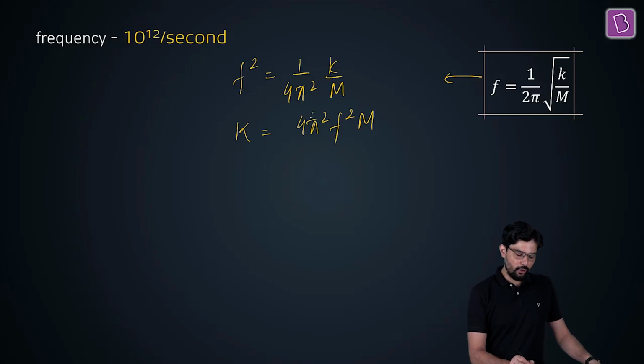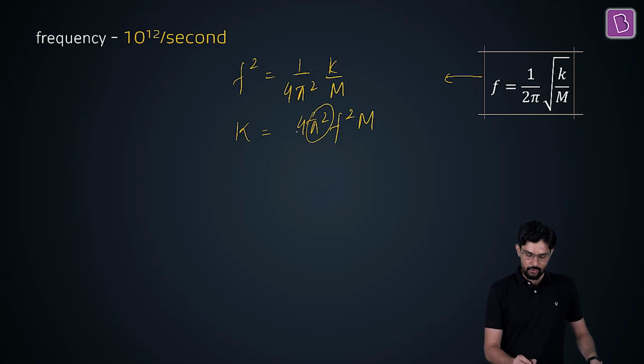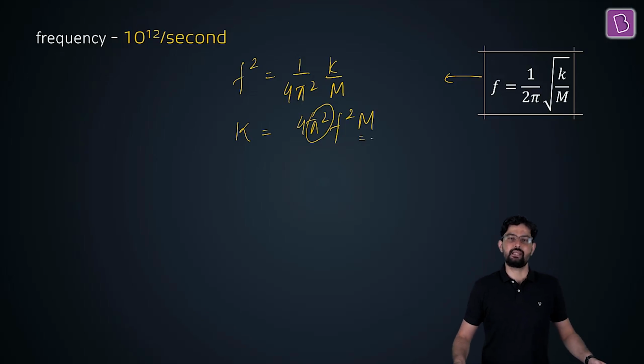Now you can take the value of pi squared approximately 10. Okay? So everything is known except m. And this can be found by using the molar mass of silver.